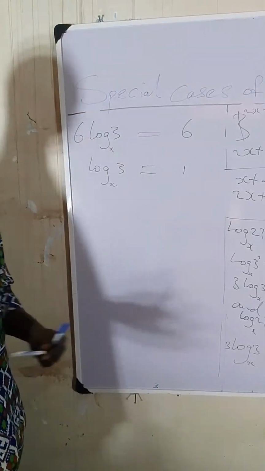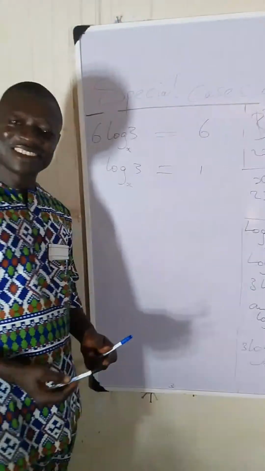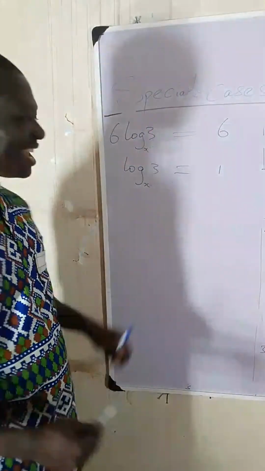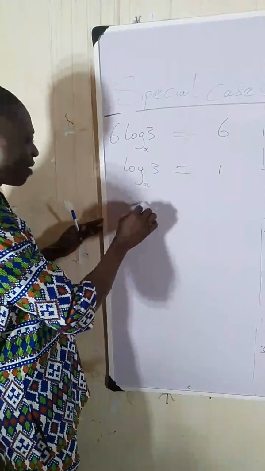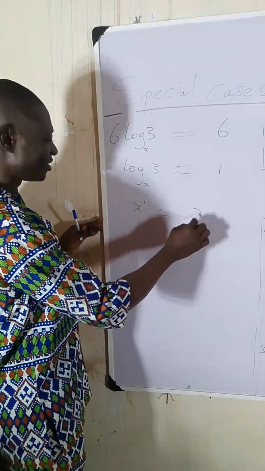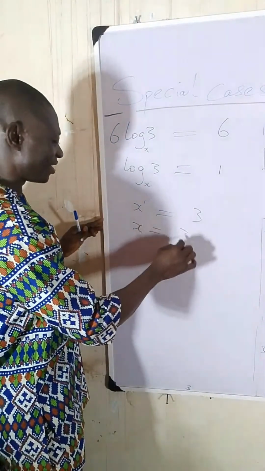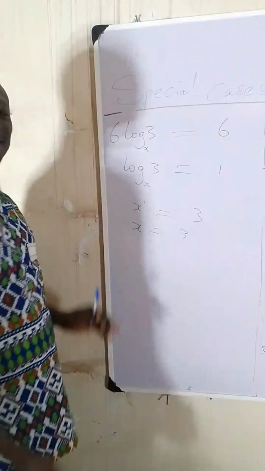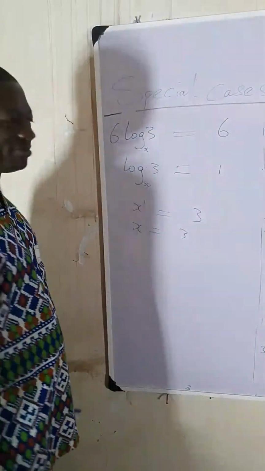Yes, do you understand that? You remember the relationship between this and logarithm? That will help us to get the last answer here. Because when we bring 1 on top of it, that means x raised to the power 1 is equal to 3. And that means that x is equal to 3. X raised to the power 1 is x and is equal to 3. That becomes the answer for x.